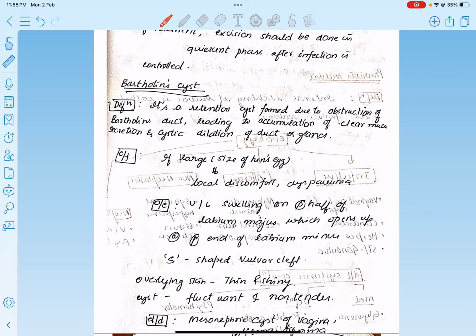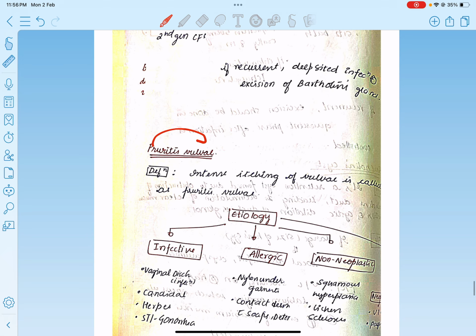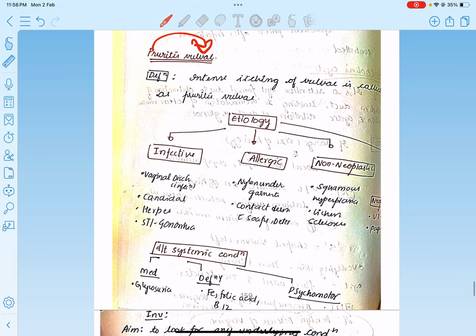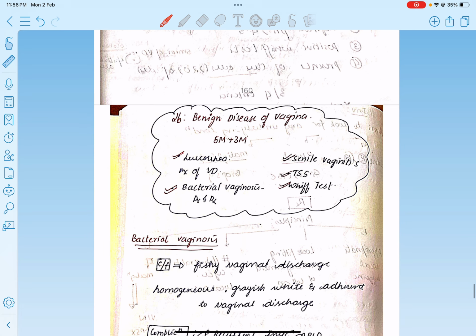Then obviously related to this cystic part, you need to talk about Bartholin's cyst, which is an important thing. Then how do you go about the marsupialization, which you need to discuss. Again, pruritus vulvae, that is itching in the vulva, is something which you also need to discuss. And these are the principles.